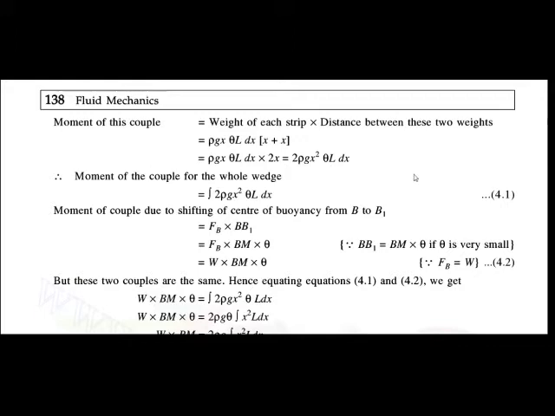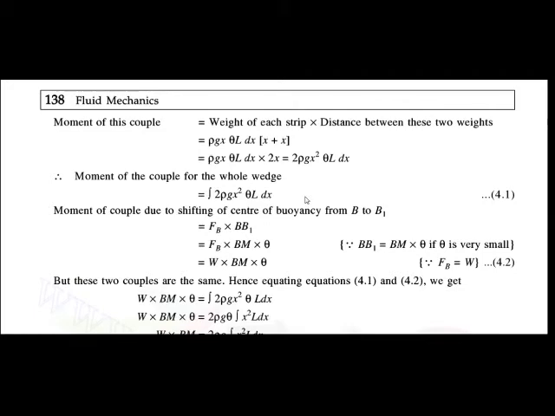Then if we consider the whole wedge, the moment of the couple for the whole wedge is the integration of this term, that is the integration of 2 rho g x theta L dx. This is our first equation, the moment of the couple due to the whole wedge.